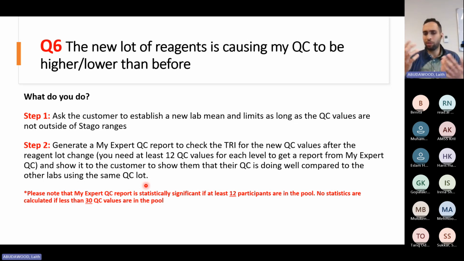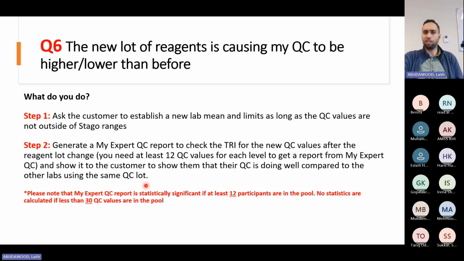If you don't have 12 participants, which you will encounter from time to time, of course, it still is a good idea to see, if I have 6, 8, 10 labs, am I very different from everyone else, or am I still close to these other 8 or 10 labs? If I'm close to them, my TRI and PRI are good. This is okay evidence to tell the customer, yes, fine. So you don't really have a problem. Just establish your lab means and lab limits, and you should be okay.